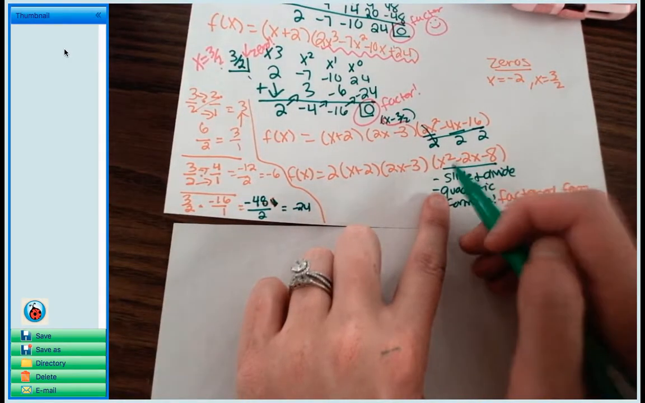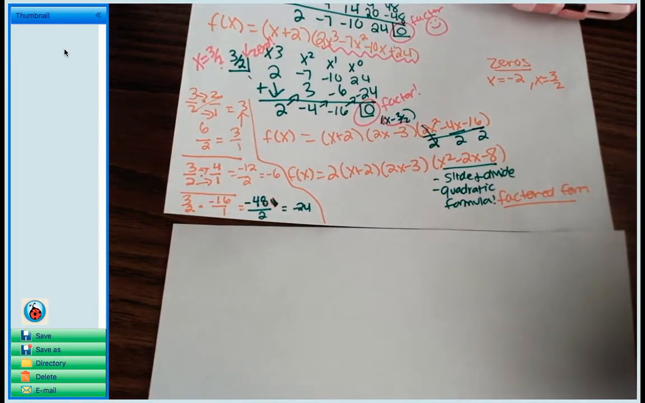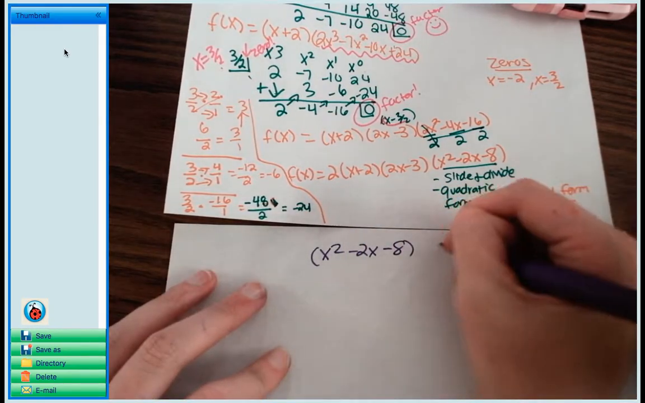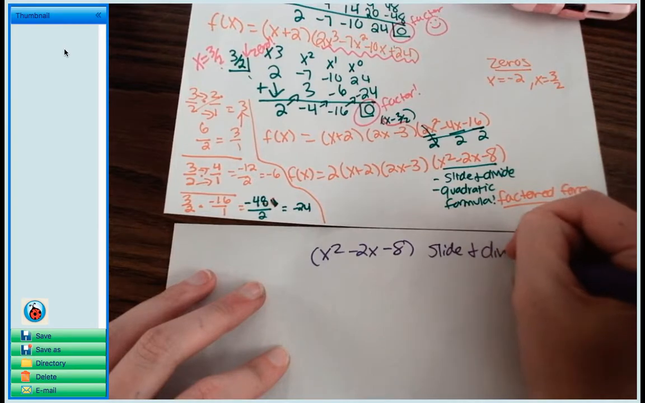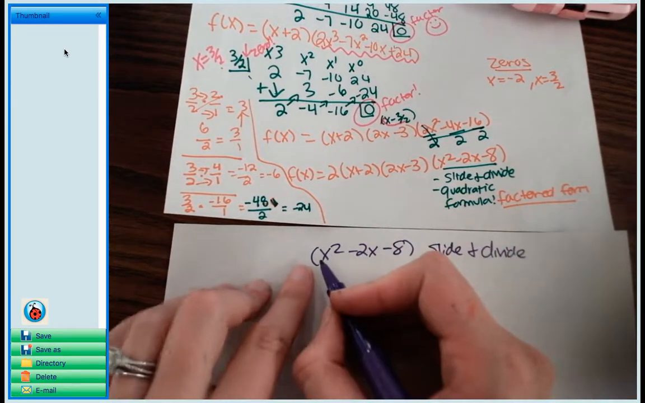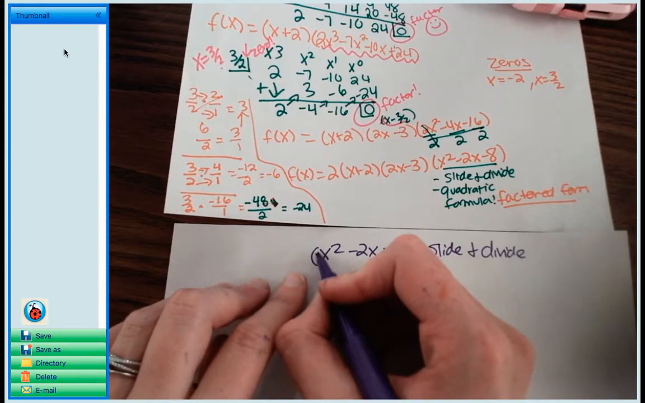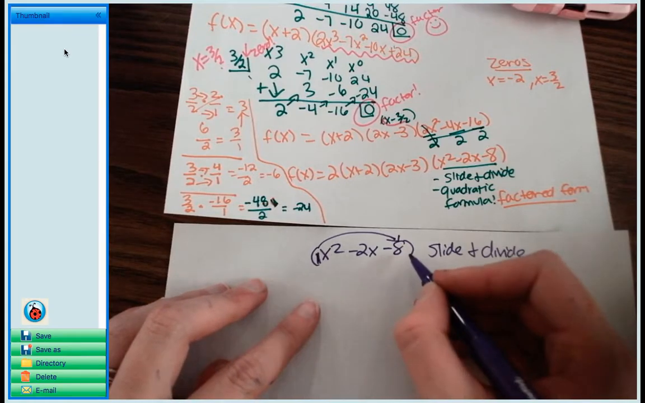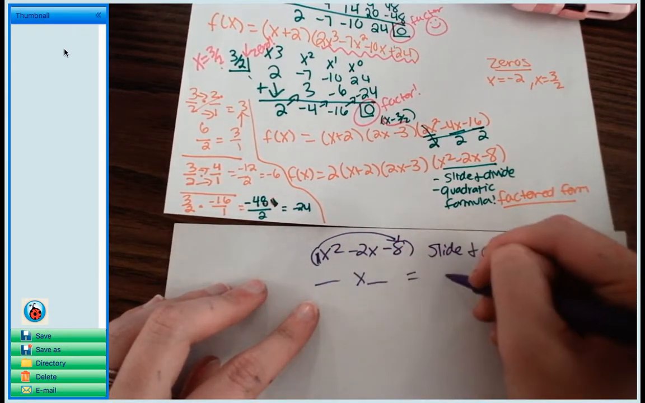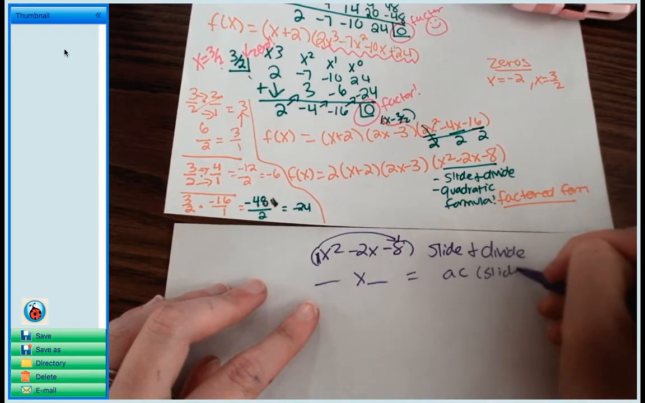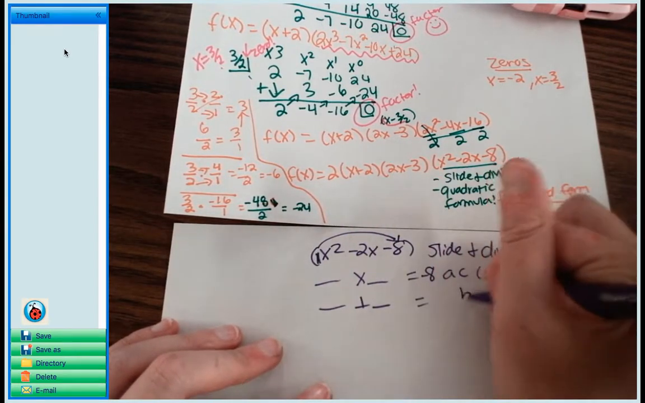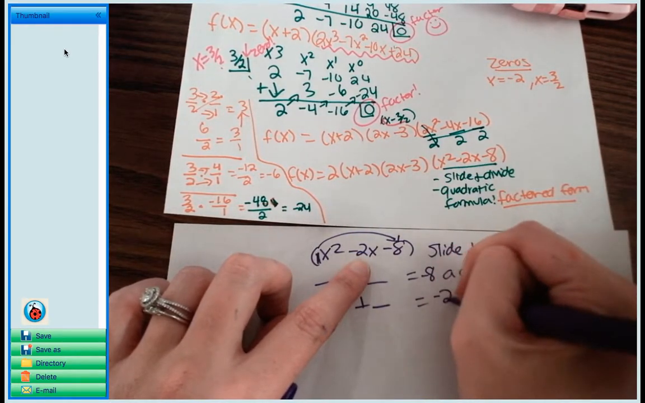Alright, so I'm looking at this right here, and I want to factor that using slide and divide. So we got my x squared minus 2x minus 8. Alright, so we're using slide and divide. We're going to slide a to c, which my a is a 1. So I'm going to slide my a to the c, which 1 times -8 is -8. So we're trying to find 2 numbers that multiply to be our slide, which is a times c, so -8. And then we're going to find 2 numbers that add to be b, which my b is -2.